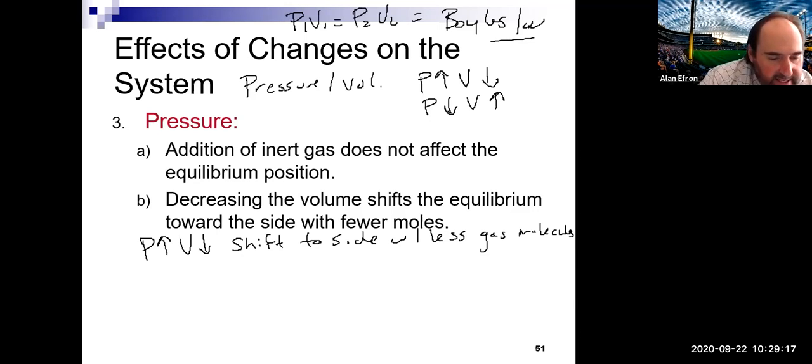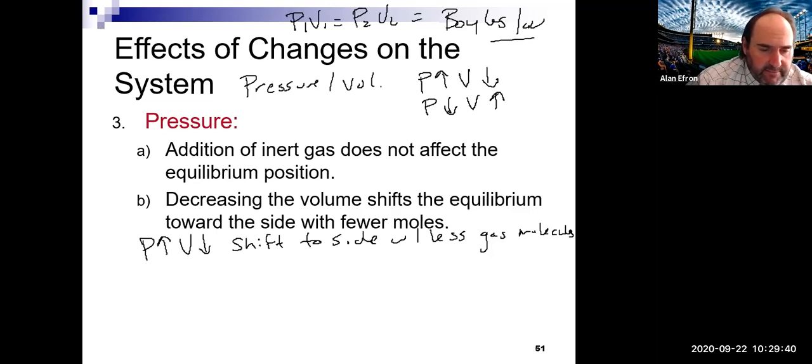So whichever side has the least number of gas molecules will be the side it will shift to. And clearly that is reaction dependent. You have to look at the reaction, look at everybody in the reaction that has G's next to them, and count up the coefficients to figure out how many gas molecules you have on each side. And then whichever one is the smallest, you will shift that way. And the opposite is true.